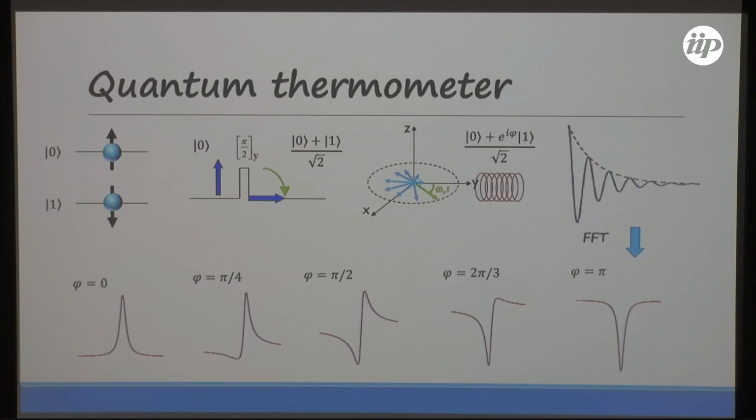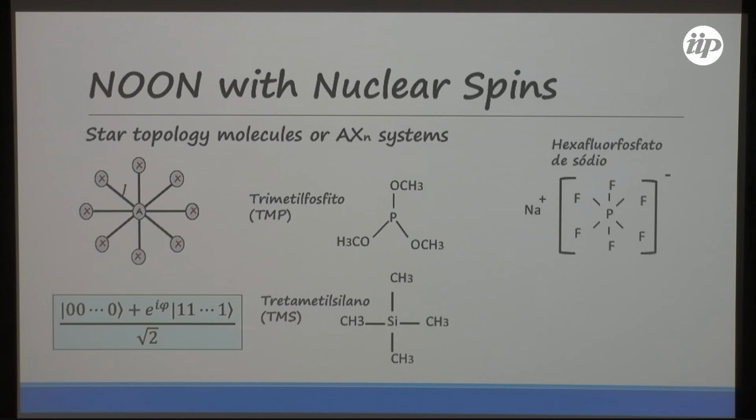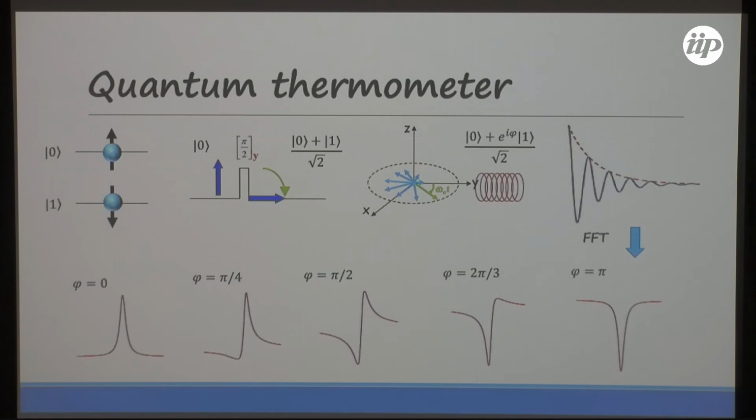And the idea to perform a thermometer is that in the experiments, the local field that the spin is feeling can also depend on temperature, okay? So if you have a good sensor to measure this precession here, or to measure the phase here, we also have a sensor to measure the temperature. Okay, so the idea is to use molecules like that. We can create an entangled state like that, and use quantum metrology protocols to measure the magnetic fields, measure phi. But since the magnetic field is related to temperature, we also have a thermometer.